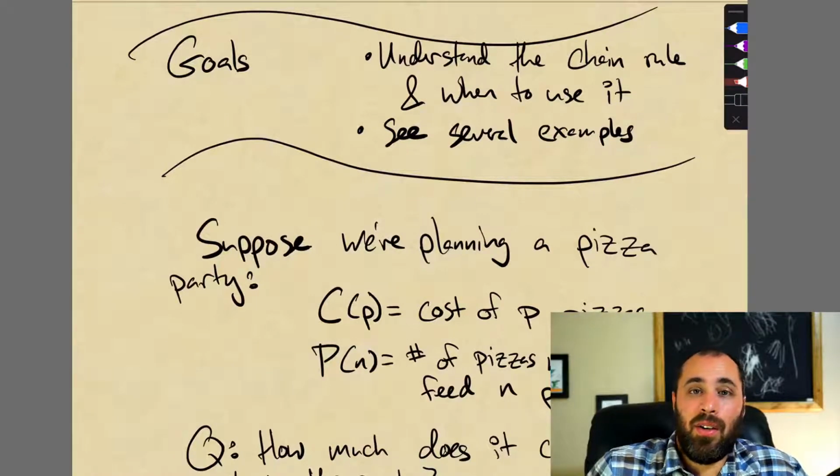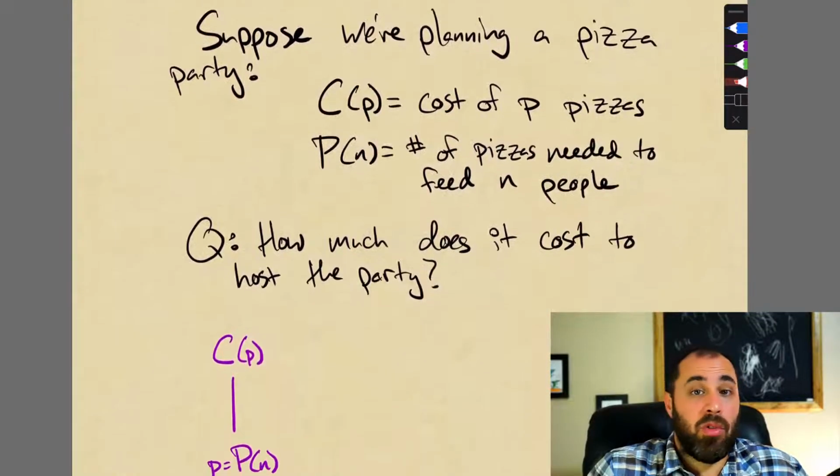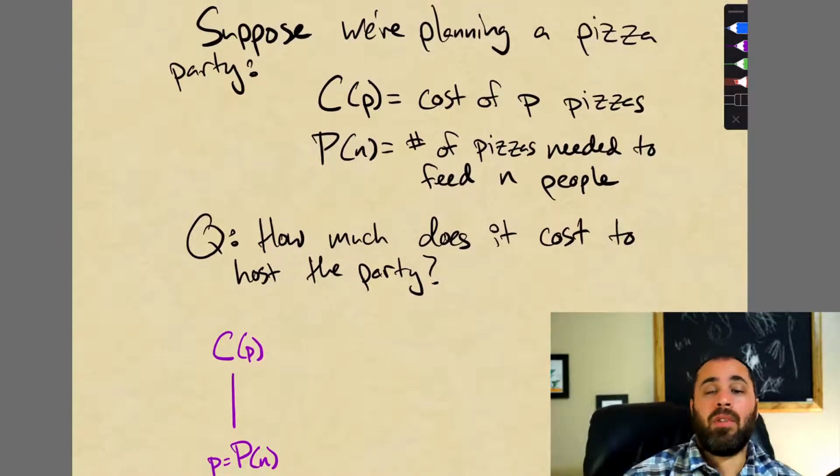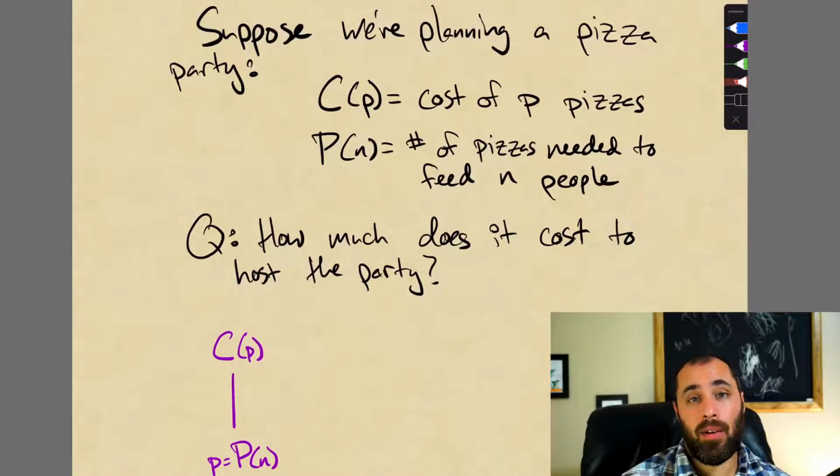In this video, we're going to talk about the chain rule, which is the last of our derivative rules. So we'll see what it says, how to use it, and we'll go through a few examples. We'll start off with sort of a silly situation here. Imagine we were throwing together a pizza party.